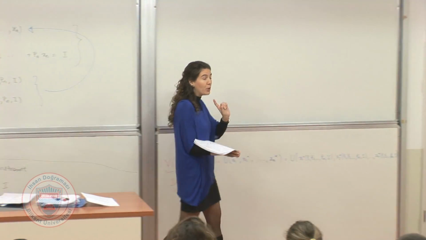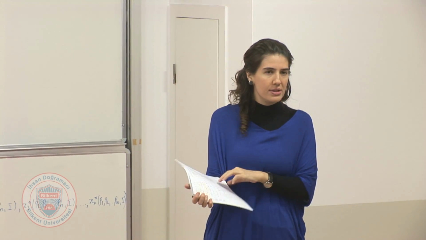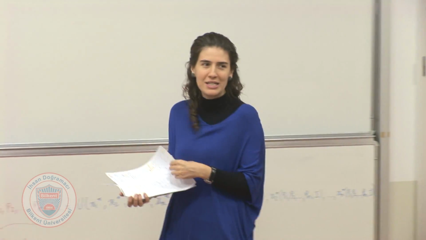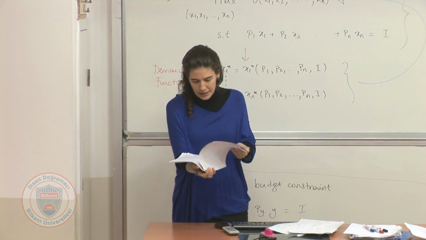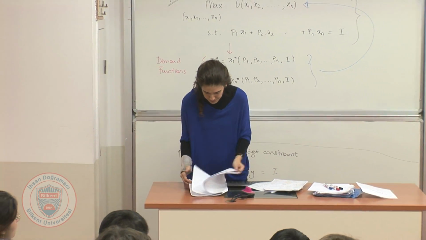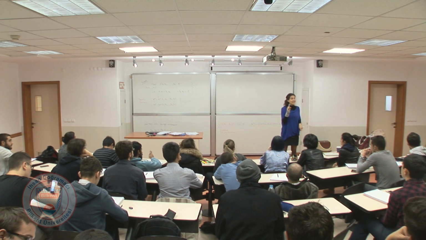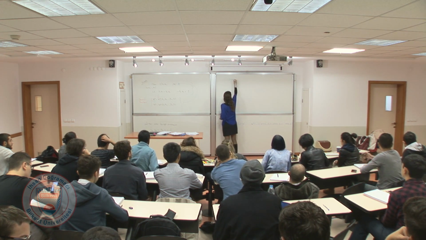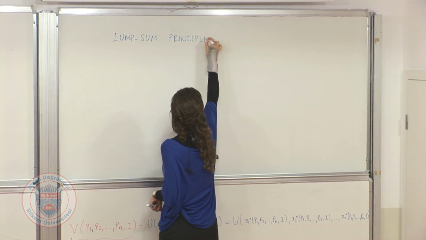First I'm going to do this graphically, and then I'm going to do this using the indirect utility function. And you'll see that with the indirect utility function, life is much easier, okay? But let's first get this graphically. This is called the lump sum principle, okay? So just write this down, lump sum principle, okay?